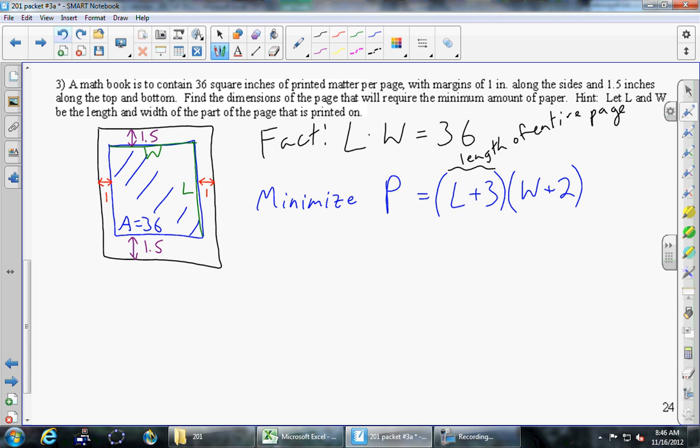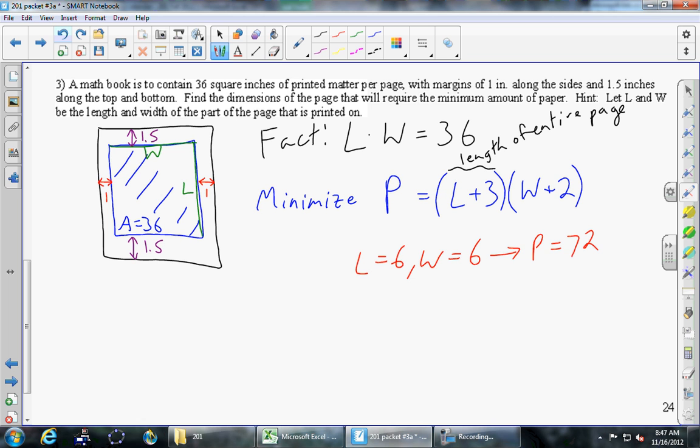I'll just do a quick example. We said we wanted to make it a square. How much is L if it's a square? 6. And how much is W? Also 6. So let's plug in 6 for the L and W into this blue formula. So the first one is a 9. Second one's 8. 9 times 8 is 72. So if you decide you're going to make a square, the entire page has an area of 72. I can't tell if that's good or bad without doing what?